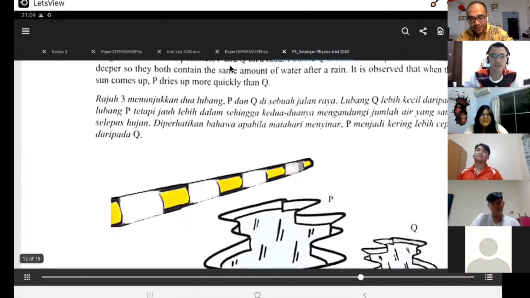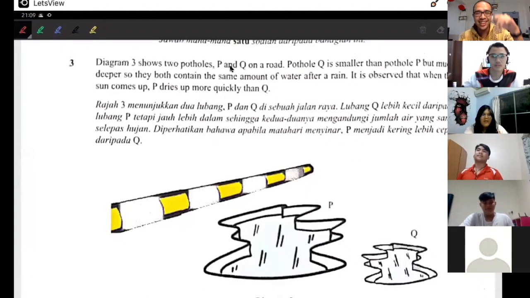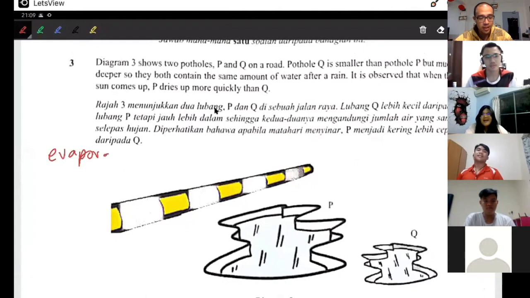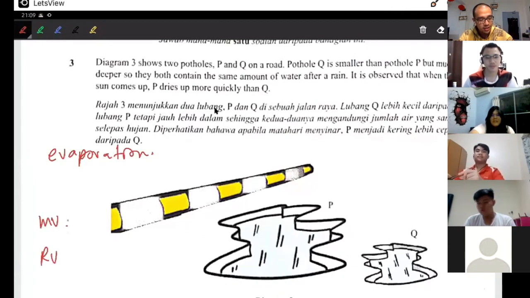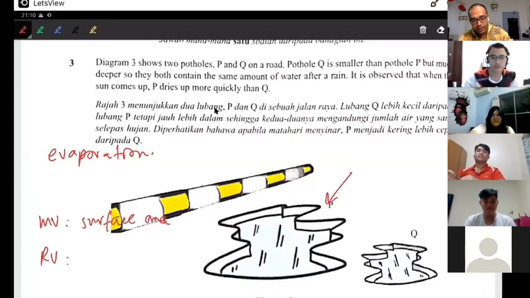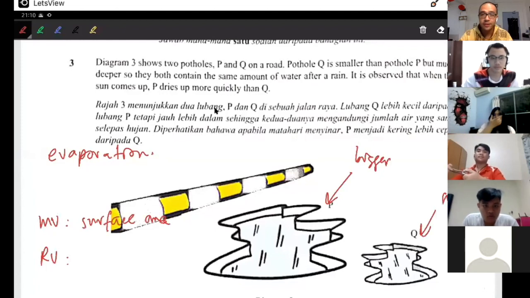Surface area. Big hole. Big hole. Okay lah, fine. Big hole, surface area lah kan. But what is causing it to dry up? Evaporation. Yeah, it's an evaporation question. Okay, so what is the MV and the RV, you think, in this situation? The MV, obviously, macam kamu cakap tadi, is the surface area lah. Okay, this one has a bigger surface area. This one has a smaller surface area. What is the RV? Time taken for the water to evaporation.